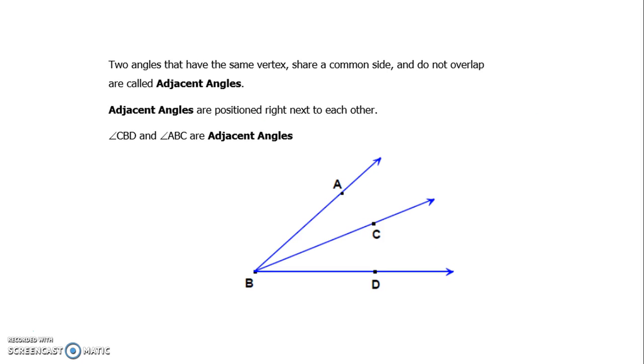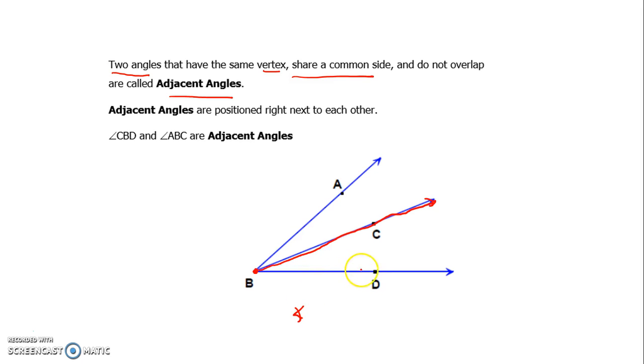And finally, our adjacent angles. Again, it's a pair of angles. It's two angles that have the same vertex and share a common side. There's our common side, but they don't overlap. Those are called adjacent angles. They're positioned right next to each other.